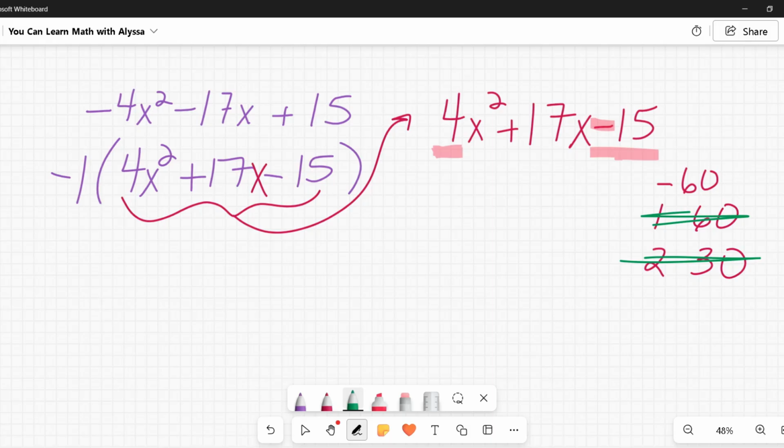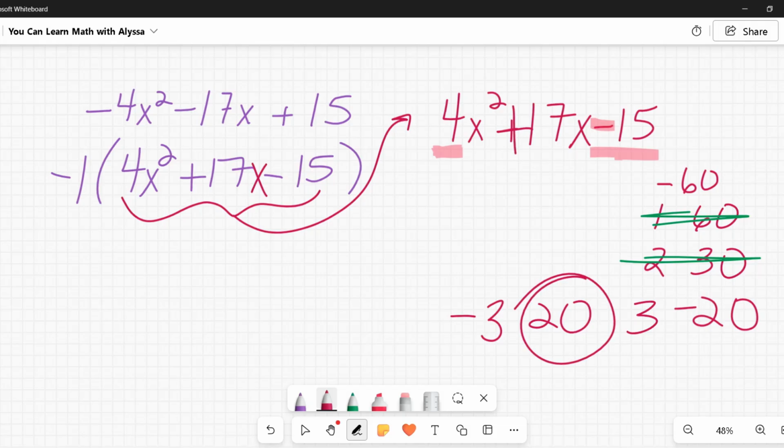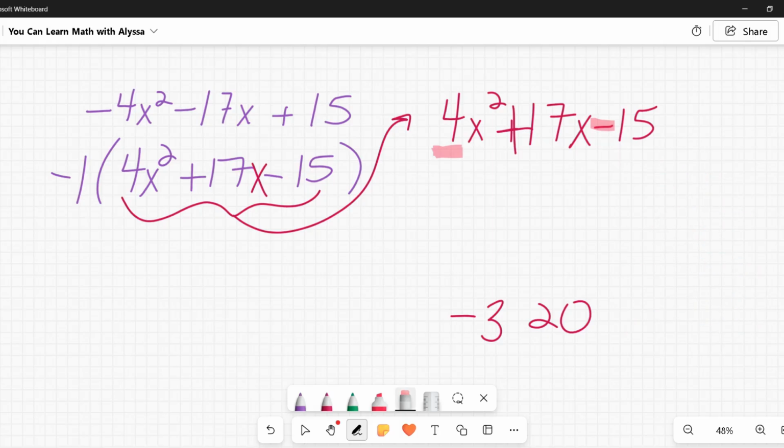All right, the next one, does 3 go in? Yeah, it does. 3 goes into 60 20 times. Hey, 3 and 20, that's 17 apart. All right, now let's look at them. We got negative 3 and positive 20, or 3 and negative 20. Positive 17, so the bigger number needs to be the positive one. 20 minus 3 is 17. So negative 3 and 20, those are my numbers.